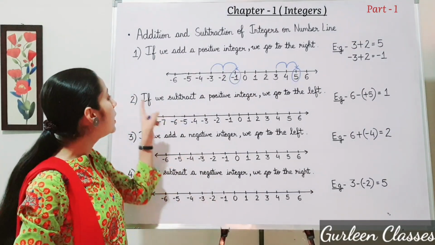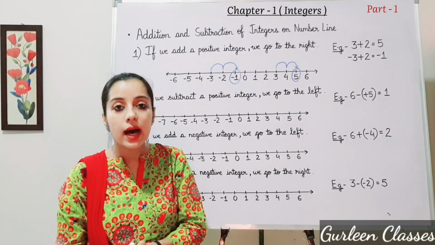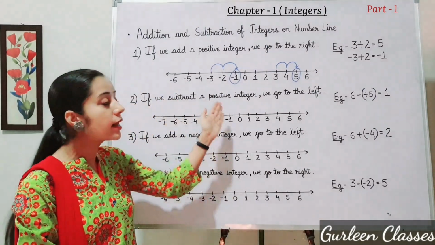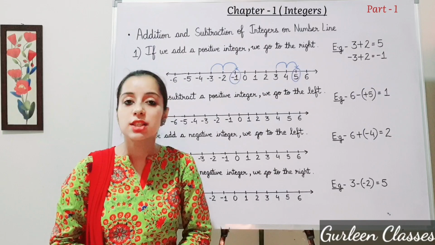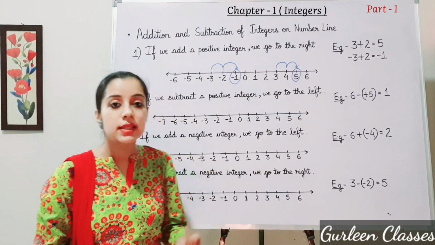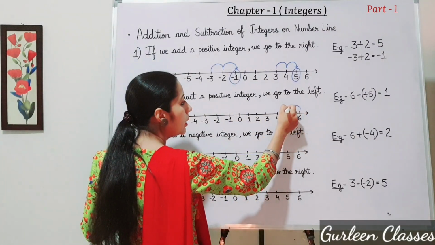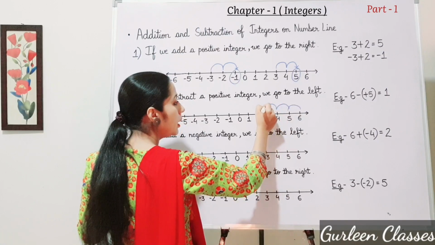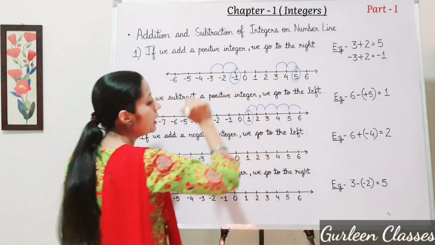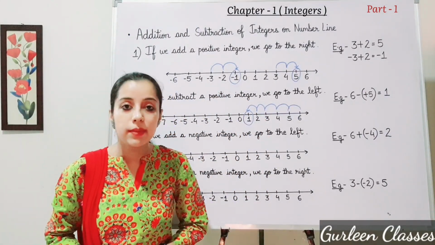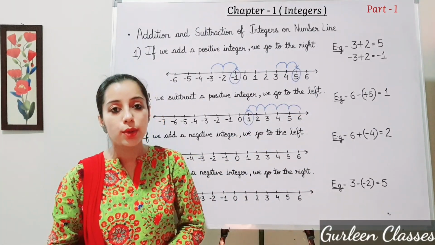Now second fact, if we subtract a positive integer, we go to the left. अगर आप पॉजिटिव इंटीजर को सब्ट्रैक्ट कर रहे हो, you will go to the left. एग्जाम्पल 6 minus plus 5. 6 minus. So here you have to go 6. Go steps backward. 1, 2, 3, 4, 5. So 6 minus 5, that is 1. As we know that plus minus is equal to minus. 6 minus 5 is equal to 1.